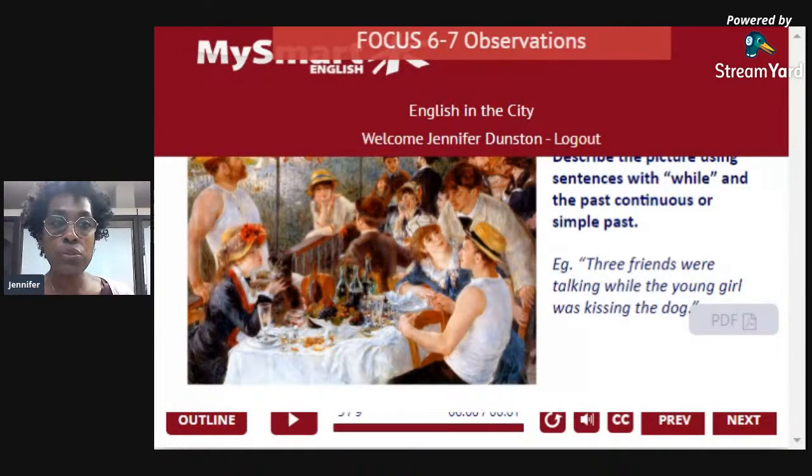Now, it's also important to note that these are all actions, as you've all noted, that are longer actions. So people are looking, people are eating, people are talking, people are drinking. These aren't quick actions that take just a moment, that interrupt another action, which is something that usually when we use past simple and past continuous together, it's because the short action, our past simple action, has interrupted the long action, which is our past continuous action.